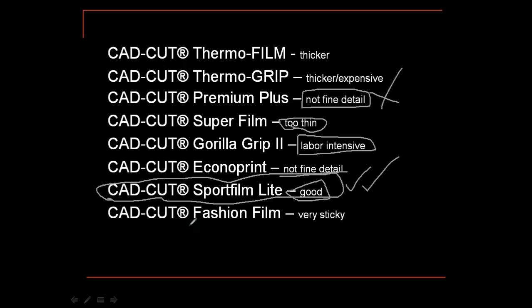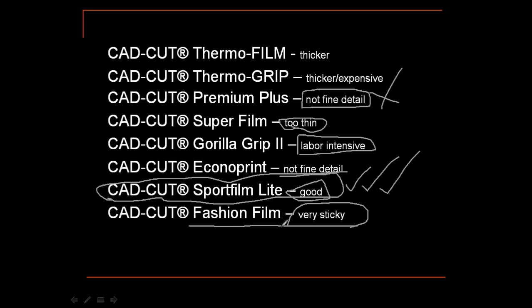Fashion film would be the last option. This product's soft. It's pretty nice. The backing is very sticky, and so I can do the utmost detail with fashion film if I want to cut really fine pinhead points on dots of eyes and designs, or really small left chest logos. I can do a little more detail than I can with Sport Film Light, but I think Sport Film Light will do everything you need it to.